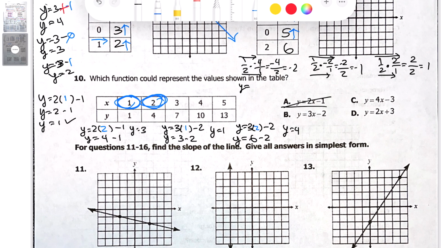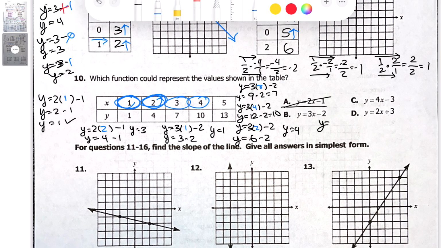So y equals 3 times, and this one is going to be 3, and then minus 2. So y equals 9 minus 2, which is 7. So that gives me 7. So that works again here. So this looks like it will work out correctly. So now y equals 3 times, and now we're moving to the 4. So y equals 12 minus 2, which gives me 10, which, look at that, that one works. So this one looks like it's going to be the correct one. It looks like B will be our answer.